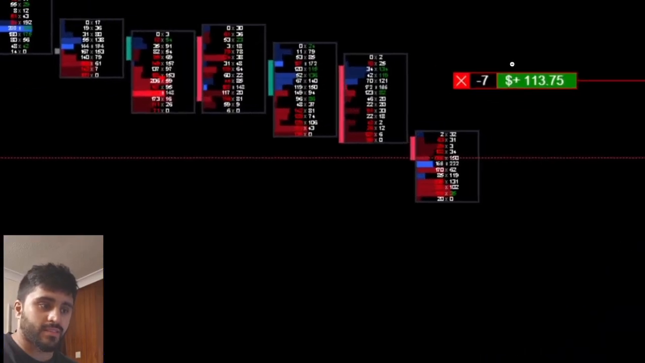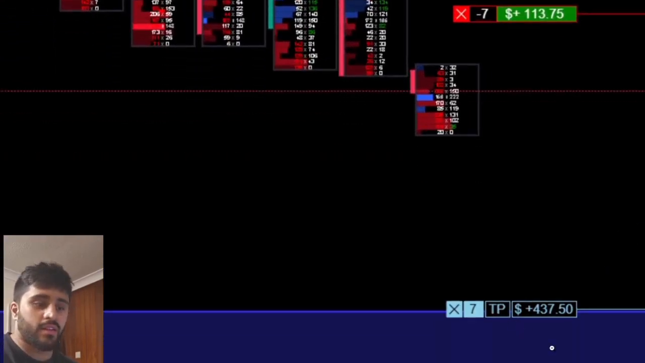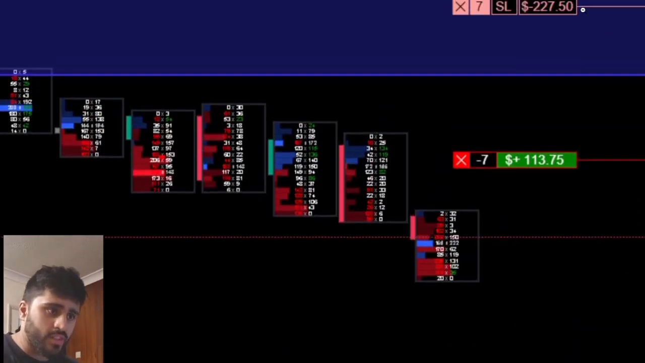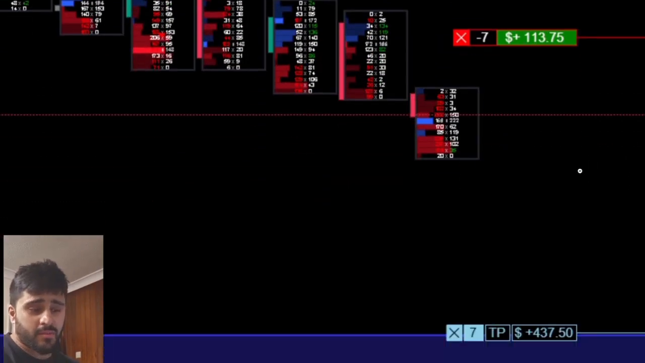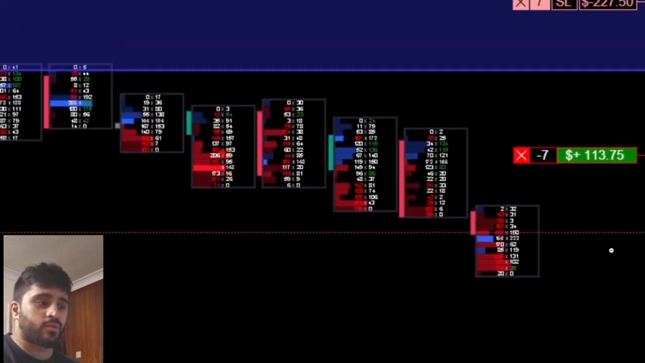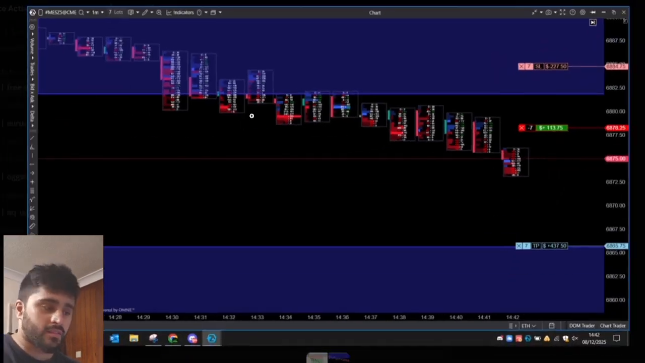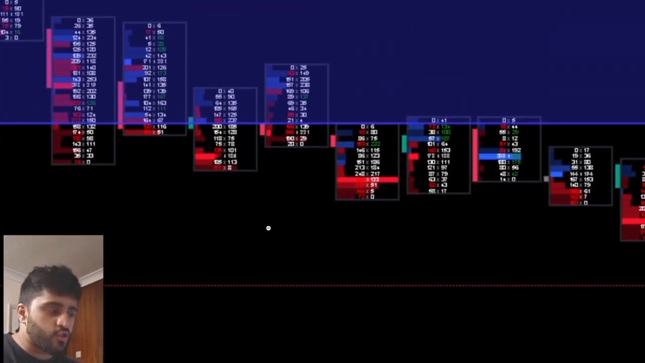So my execution today is 7 contracts on MES, 68.67, closed a little bit early, couldn't capitalize on the full 2-to-1 risk reward. Risking about 227 to make just under 400 USD. So not a bad trade from a risk reward perspective. But from an order flow entry perspective, what was going on in this area?